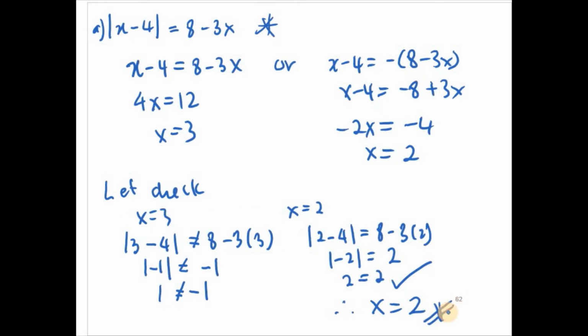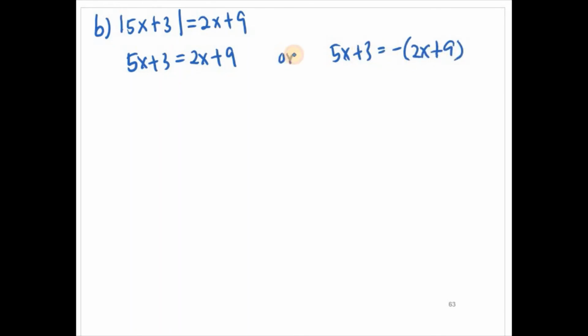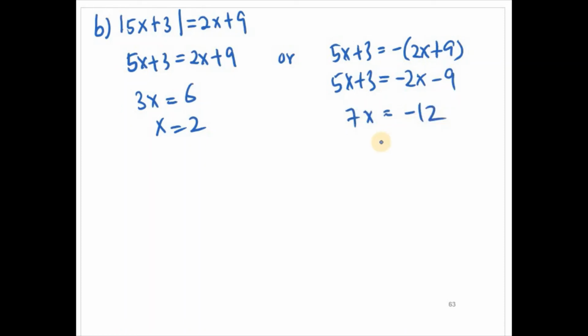So before we jump to conclusions, for absolute value equations, we must check first whether the answers satisfy the questions or not. For B, we have modulus 5x plus 3 equals 2x plus 9. So separate, we will have 5x plus 3 equals positive 2x plus 9, and 5x plus 3 equals negative of 2x plus 9. Okay, so we settle one by one. Here we will have 3x equals 6, so x equals 2. And here is 5x plus 3 equals negative 2x minus 9, so 7x equals negative 12 and x equals negative 12 over 7.